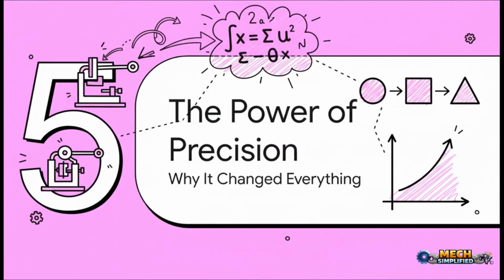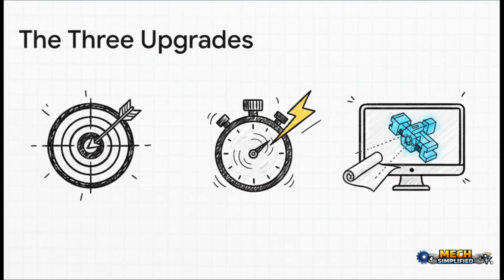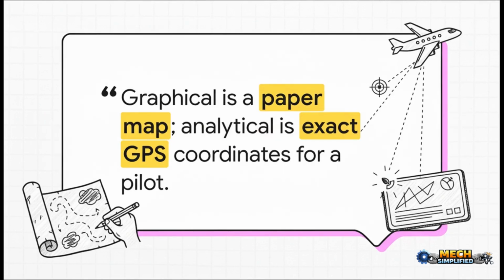So, you can see why moving from drawing pictures to writing equations wasn't just some small step forward. No, this was a complete game changer for the entire field of engineering. It really gave us 3 ultimate upgrades. First, pinpoint accuracy. You get exact numbers, which completely eliminates human error. Second, incredible speed. You can calculate the motion for any position in an instant, something that would have taken hours of drawing before. And third, and maybe most importantly, this is the foundation for all modern computer-aided analysis software that engineers rely on today.